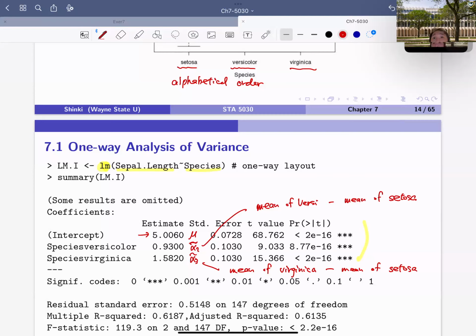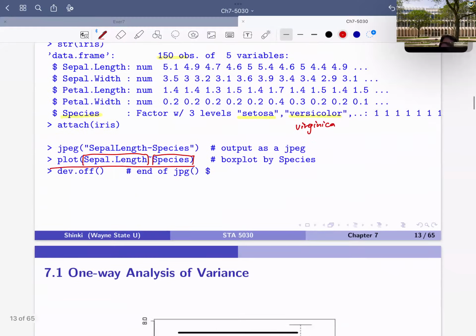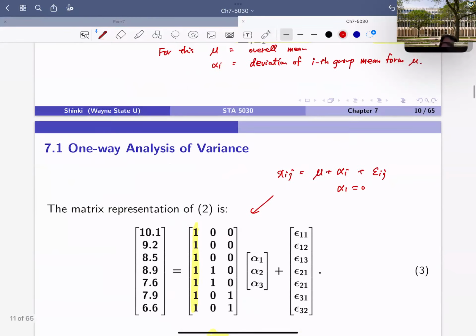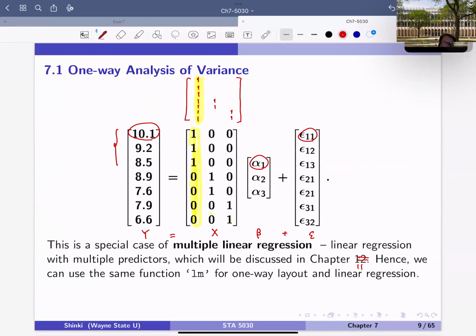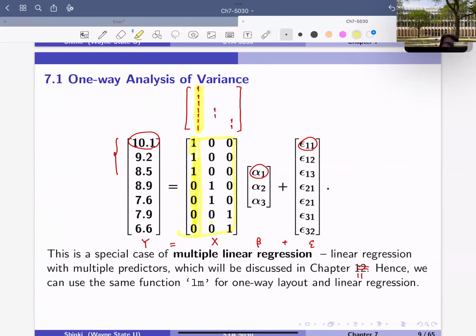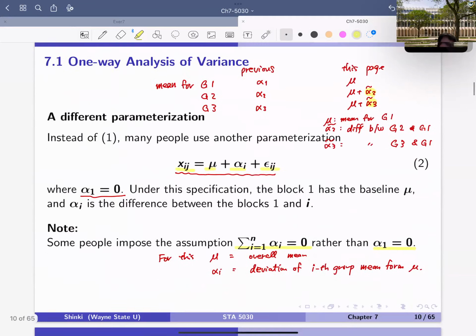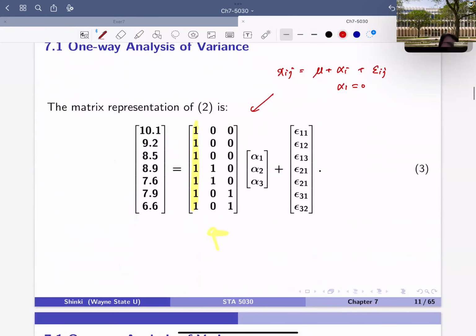Okay, I got another question from another student. What is the difference between the matrix representations of the two parameterizations? In the first parameterization, the matrix is here. These are indicator variables: 1, 1, 1, 0, 0, 0. The first column is for the first group, the second column for the second group, and the third column for the third group. And here we have all ones. So it's kind of linearly transformed. So that's the difference.